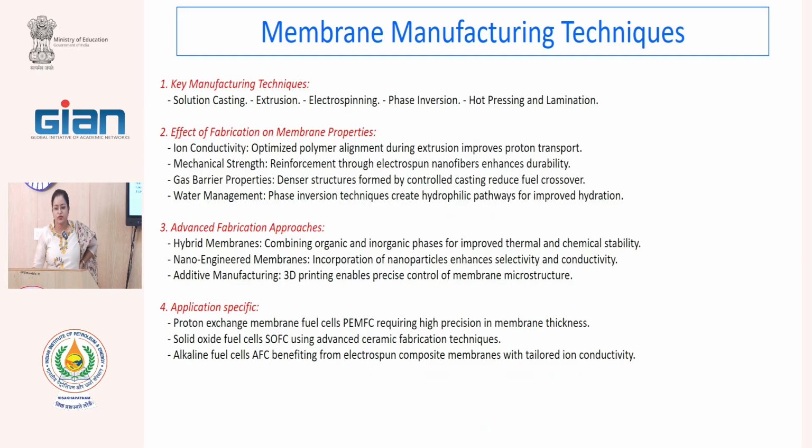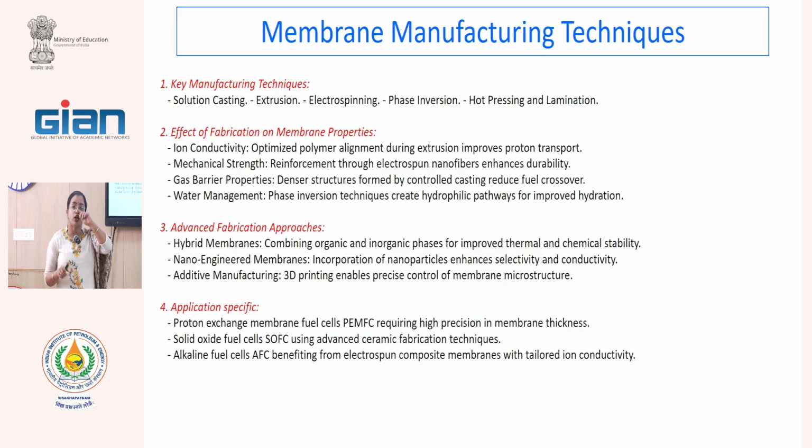Okay. So what are the different manufacturing strategies that we use? Solution casting. We have seen a lot of videos about solution casting in previous sessions. We also have extrusion. Extrusion is basically the hollow fiber kind of membrane. Okay. So you have a bore liquid, you have another polymeric layer. We have seen a video of that also, how to make a polymeric membrane.